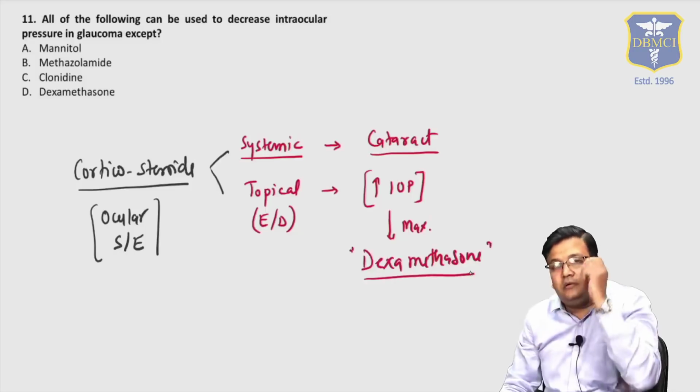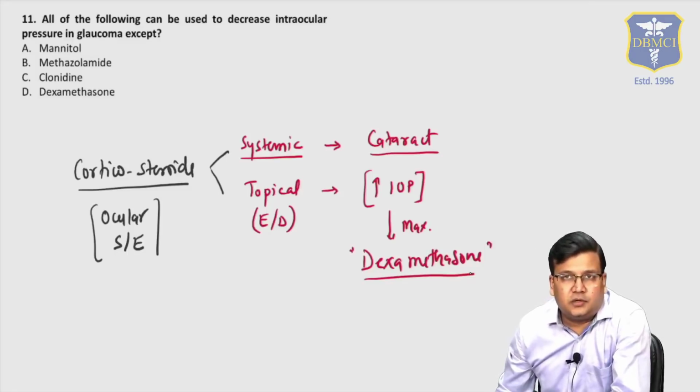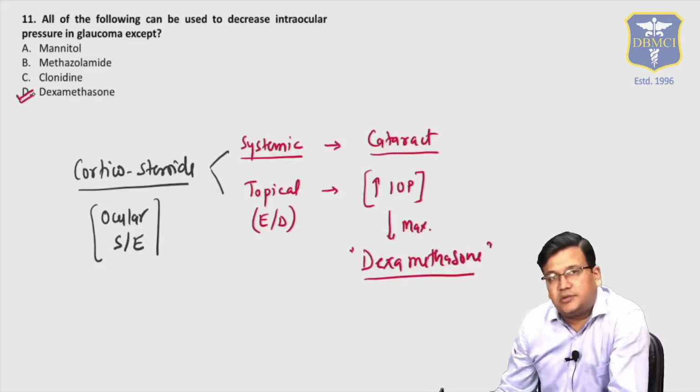So dexamethasone, if put in the eye, will cause a rise in intraocular pressure. That is very obvious: this drug cannot be used for treatment of glaucoma because it is causing glaucoma. So dexamethasone is the answer to this question.